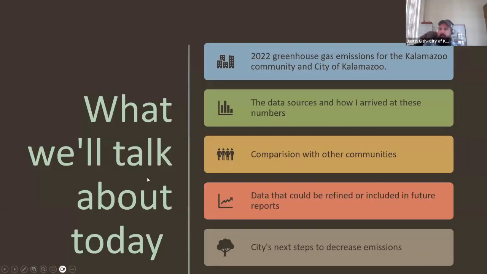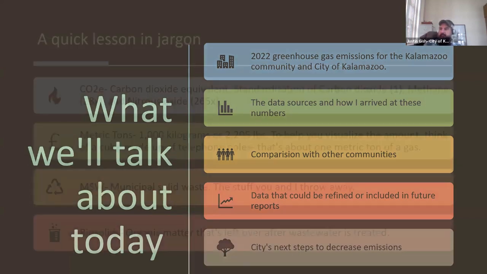So, just a quick introduction of what we're going to talk about today: the greenhouse gas emissions for the city and the community. I'm going to talk a little bit about the data, how I came to those numbers, and where I got the data from. We'll compare Kalamazoo to other communities and talk about why that can be problematic. Then we'll talk about where the data could be improved, where I could do better in future reports, and some of the city's next steps to decrease these emissions.